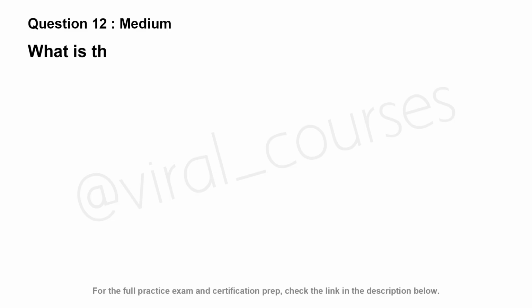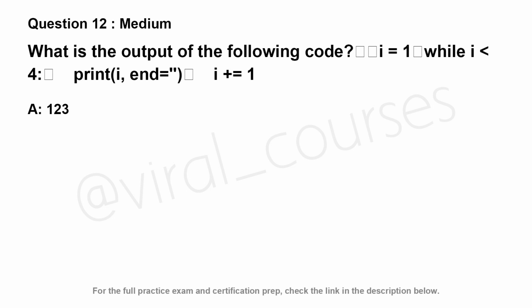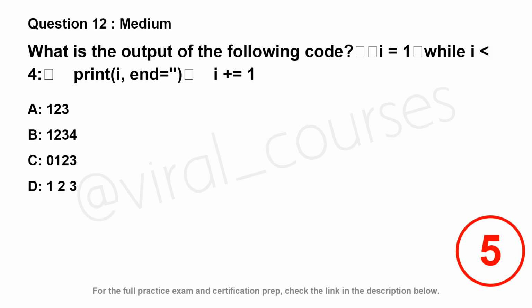What is the output of the following code? i = 1, while i < 4: print(i, end=""), i += 1. Option A, 123. Option B, 1234. Option C, 0123. Option D, 123.